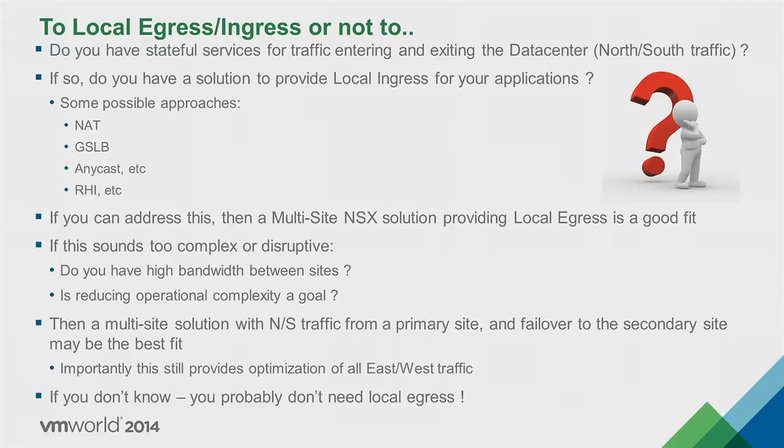And one thing I see is that in most cases, the amount of north-south traffic is much lower than the data center interconnect. And funnily enough, people like simple solutions rather than complex ones. So in this case, it may be worth considering a multi-site solution where we have north-south traffic that will actually exit from a primary site and fail over to the secondary site. It's likely to meet a lot of those requirements and provide a simpler solution.